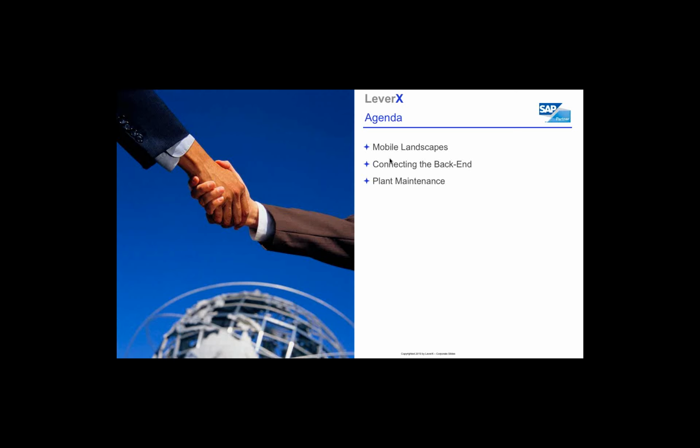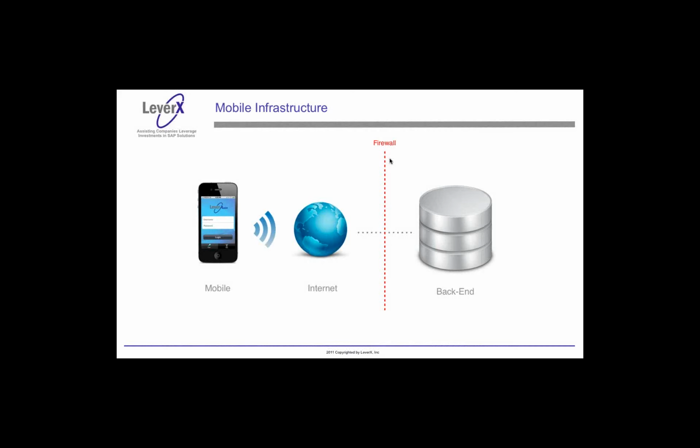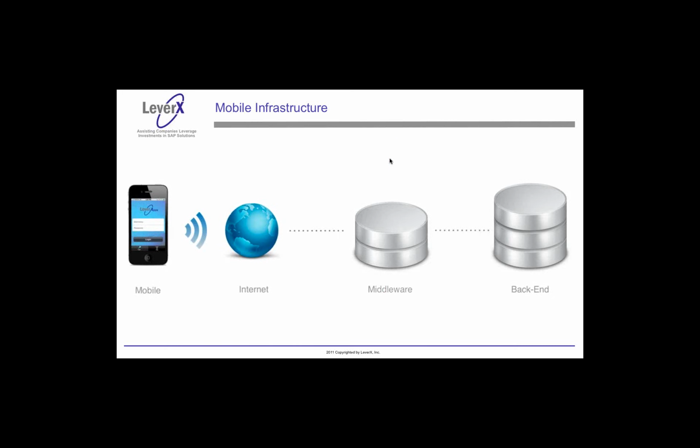So let's go ahead and look at some of the mobile landscapes. The traditional mobile landscape looks like such. You have a mobile device that's connected to the internet through Wi-Fi, 3G, whatever it may be, and it accesses the back-end system through the firewall. One thing that is being explored by multiple companies now, including SAP, is using middleware, something in between the back-end system and the mobile device, the internet.